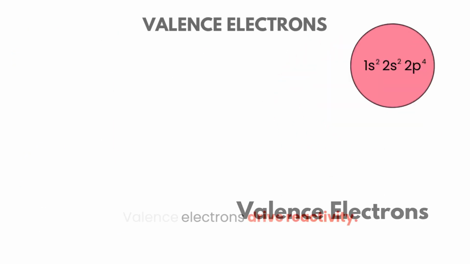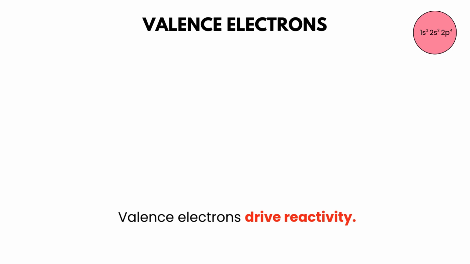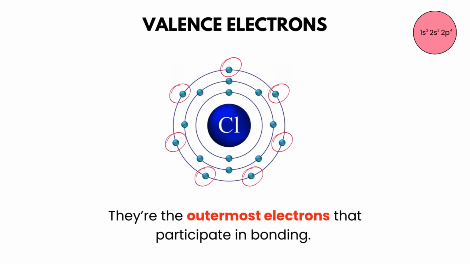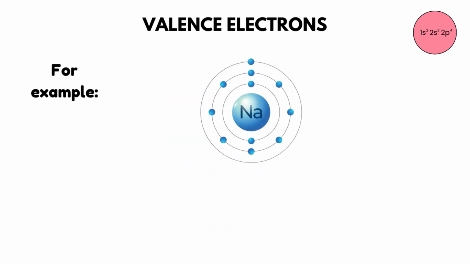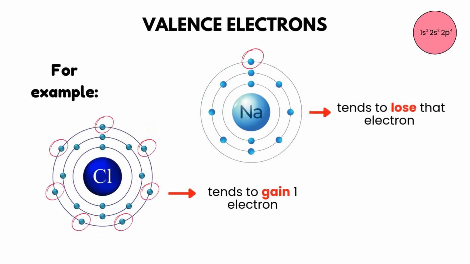Valence electrons. Valence electrons drive reactivity. They're the outermost electrons that participate in bonding. For example, elements with one valence electron tend to lose it, while those with 7 tend to gain one.